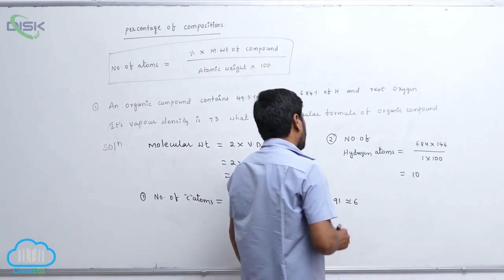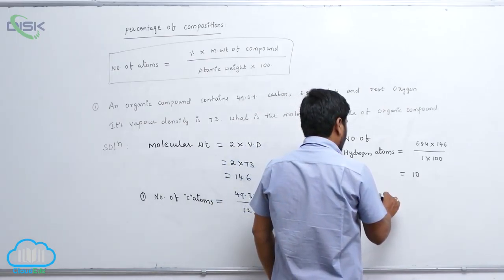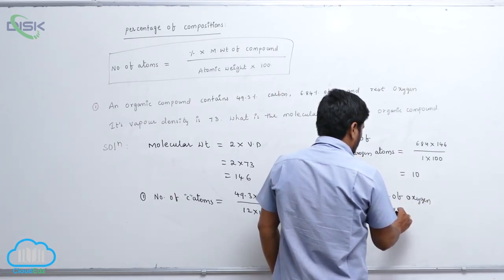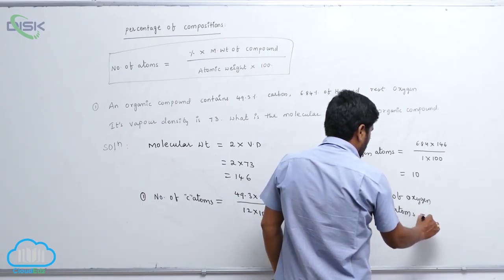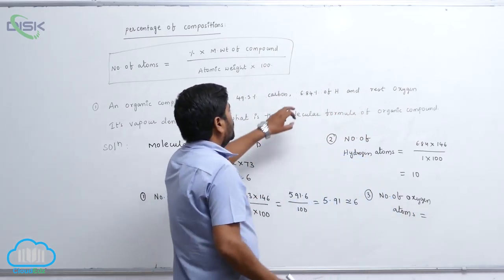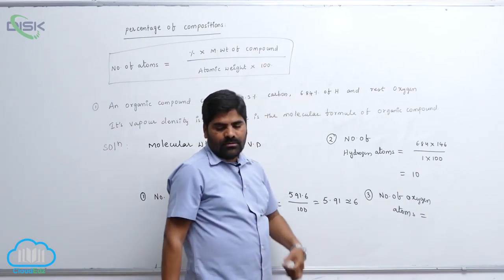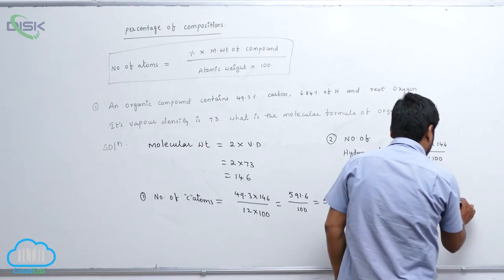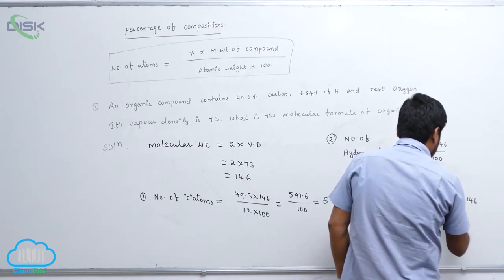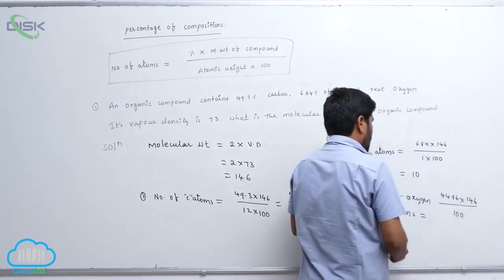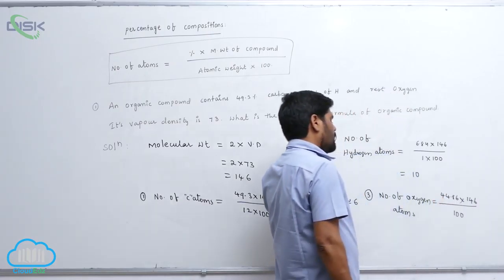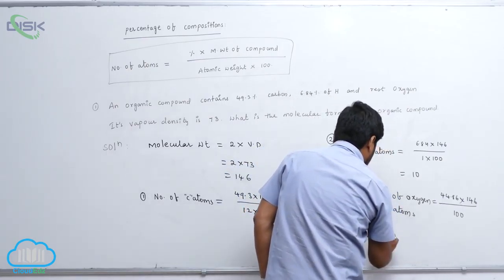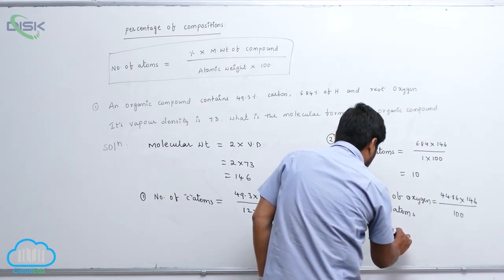Then coming to the third one, the number of oxygen atoms. This is 6.84, this is 49.3, and the rest of the portion is approximately 44.86, into 146 by 100. So therefore its value is approximately 4. Number of O atoms equals 4.